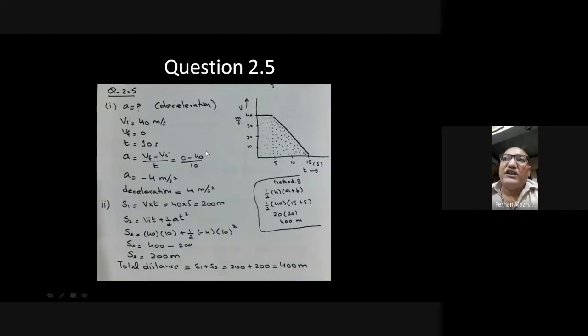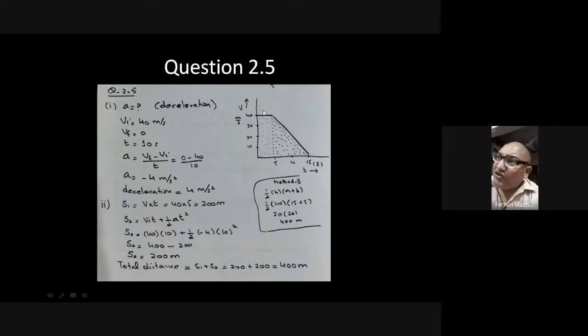So minus 40 divided by 10 will give you minus 4 meter per second square. That was the first question. Then they ask us, what is the total distance traveled? First I will solve it with the help of the equations. Then I will show you how this is done with the graph.